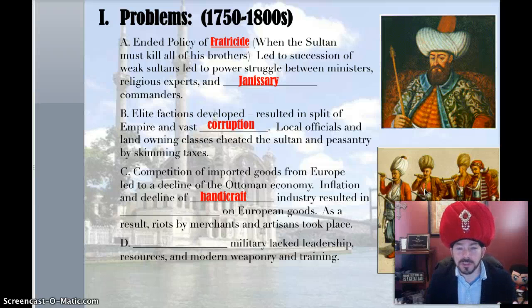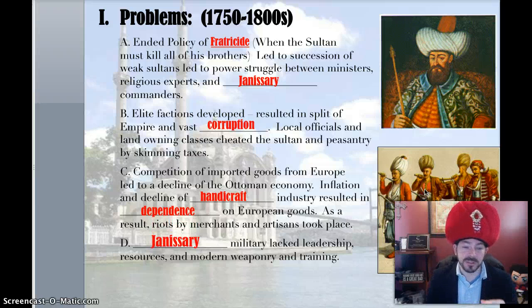Now that you're no longer controlling the trade routes as much as you used to, or they're not as important anymore, and you're not industrializing like the Europeans were, they had a hard time keeping up. And as a result, they become very dependent on some of the European goods that were coming in through the trade routes.